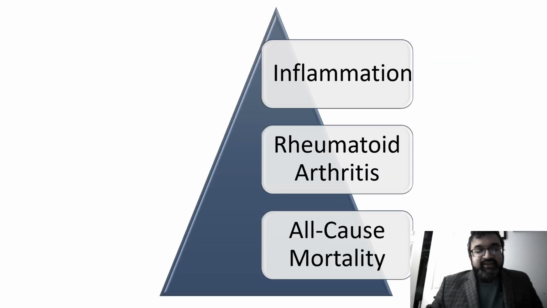So this is the model that I use in many of my research projects, you've probably already seen. But rheumatoid arthritis is connected with all-cause mortality, and inflammation modifies this effect.